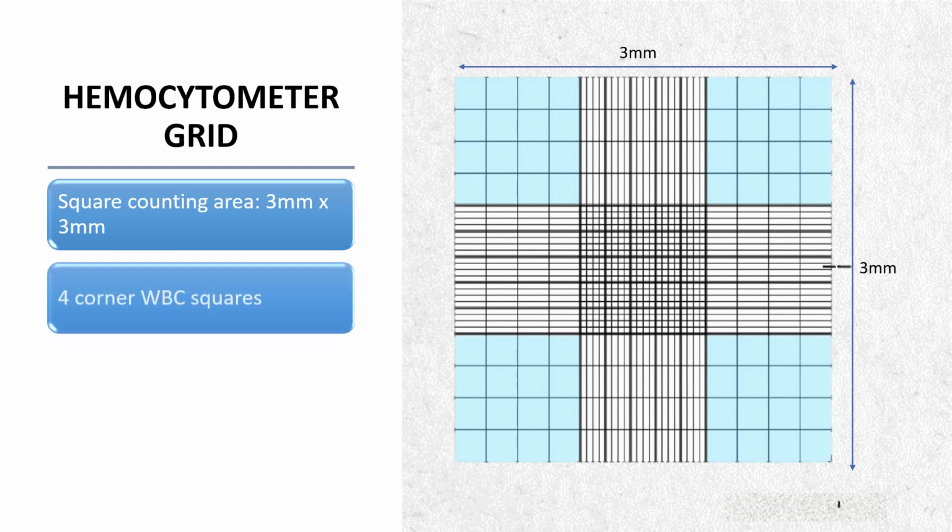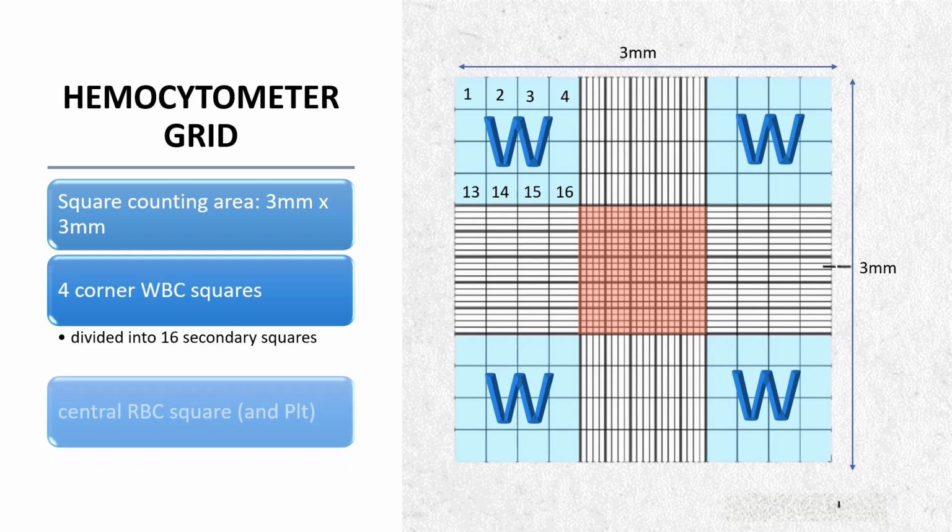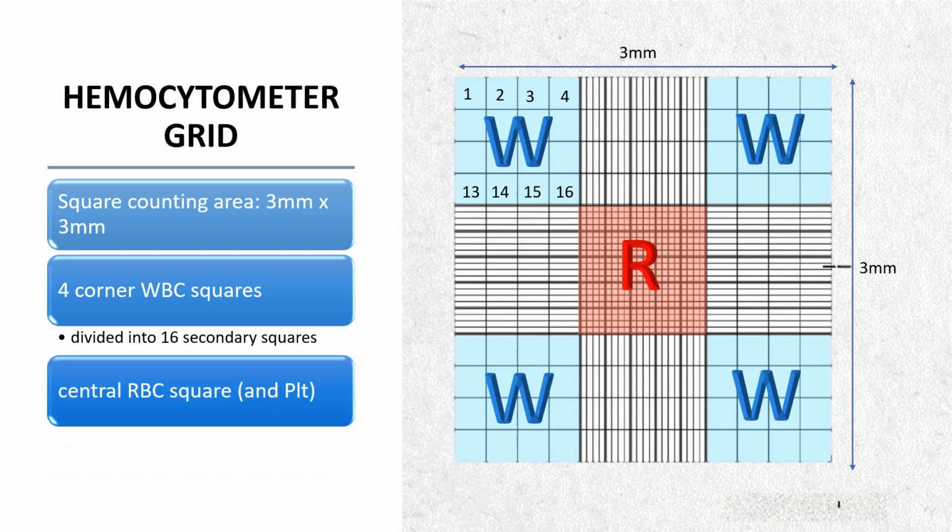The 4 large corner squares are used for white blood cell count. Each of these corner WBC squares is subdivided further into 16 secondary squares. The central large square is used for red blood cell and platelet count. The central square is subdivided into 25 secondary squares.